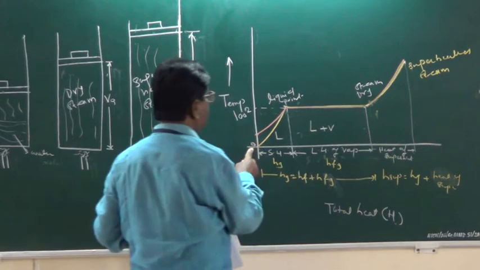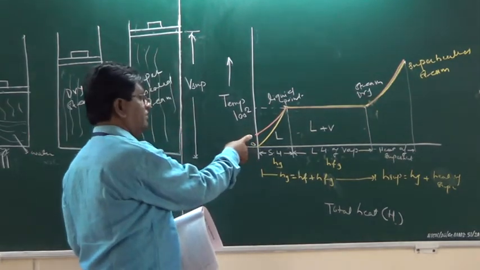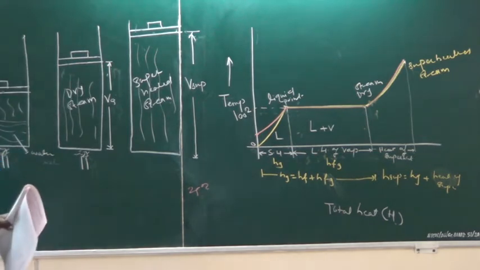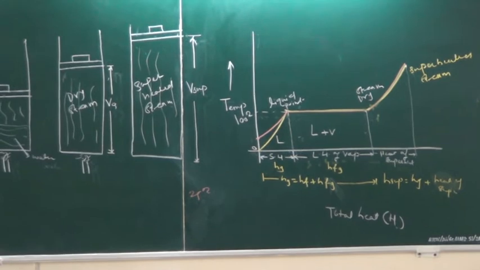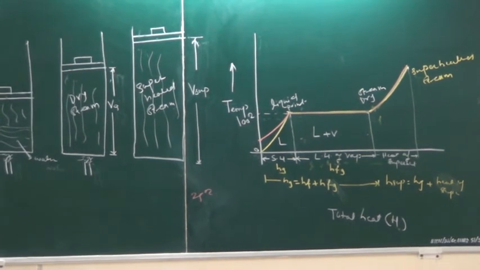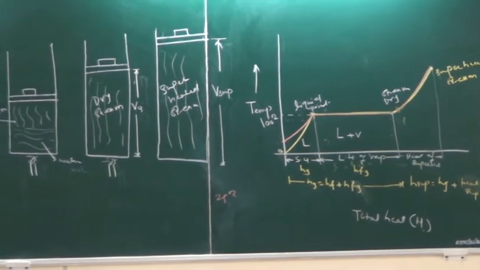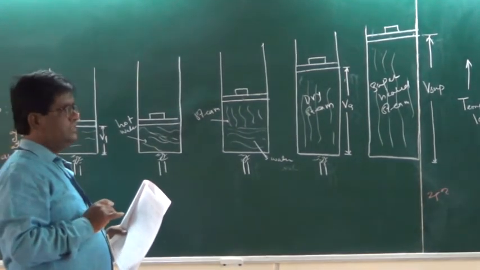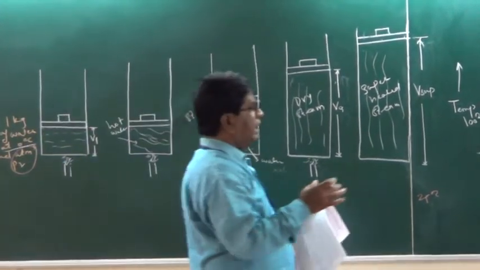Because the graph will not start from this point, it will start from this point, because some amount of heat is already present in that water. So in this way, we don't know what the initial conditions of water are. It may be at different temperatures, it may be at different pressures. According to that, the nature of the graph changes, and you see that clearly.